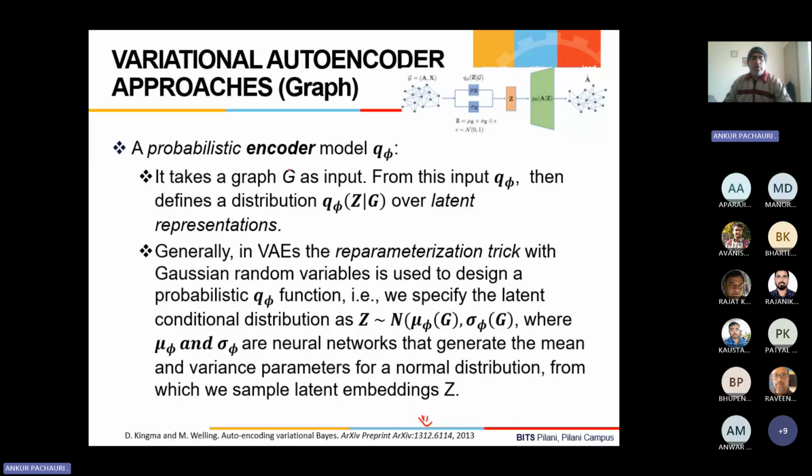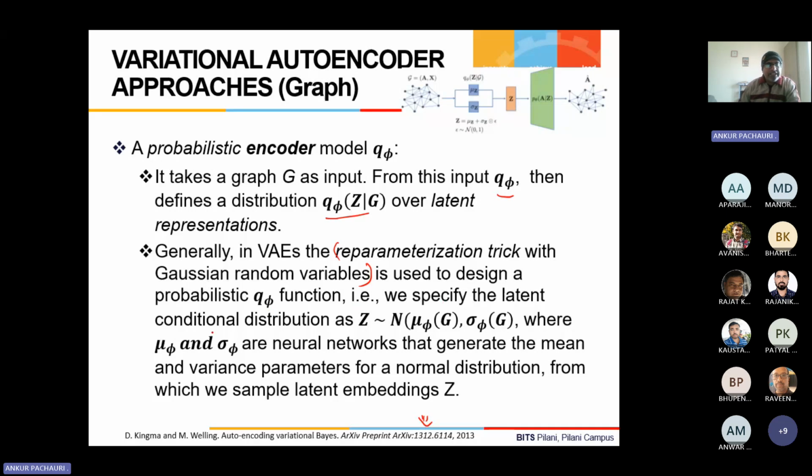The probabilistic encoder model, which is q phi, takes the graph G as an input. From this input, q phi then defines a distribution q phi(z|G) over the latent variables. Generally, in the variational autoencoder, the reparameterization trick with a Gaussian random variable is used, ultimately some form of normal distribution, to design the probabilistic q phi function.